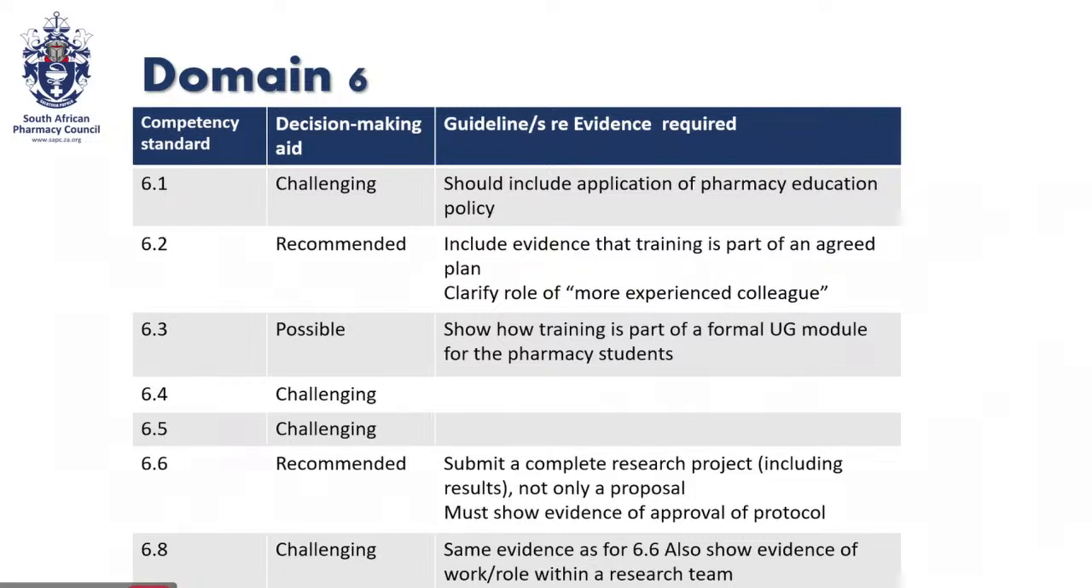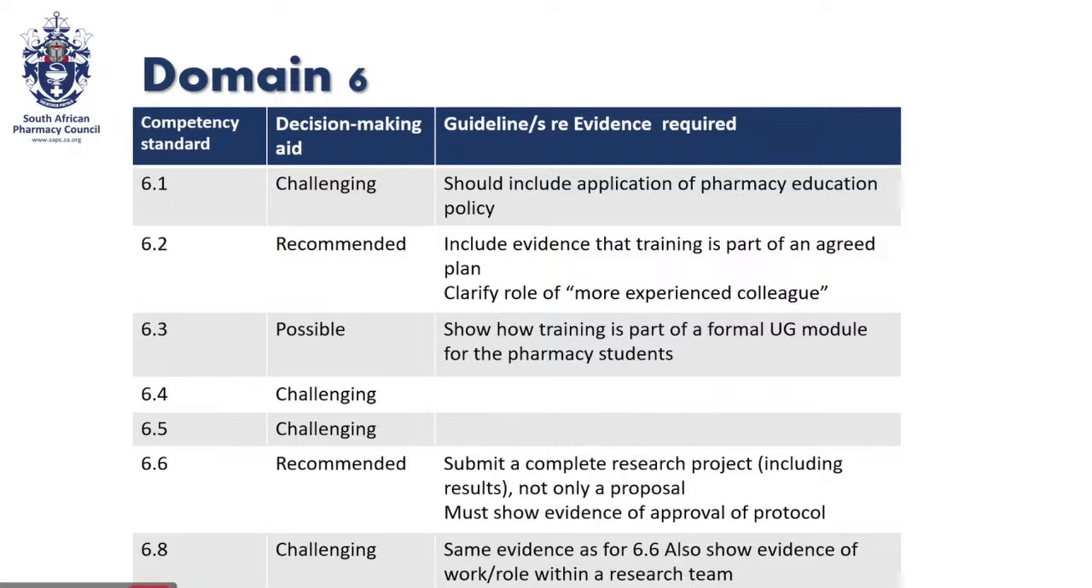If you are an academic intern and you select 6.3, then you need to show how the training is part of a formal undergraduate module for pharmacy students and what your role was within that training that was given. If you're just a demi in a laboratory where you just walk between the students and just make sure that they don't play with the chemicals and you don't have an active part of the practical that you present, then it will not be sufficient. So you must be part of formal training of students.